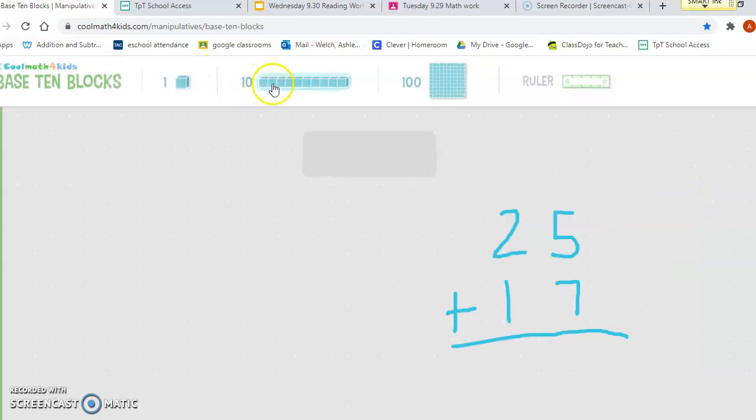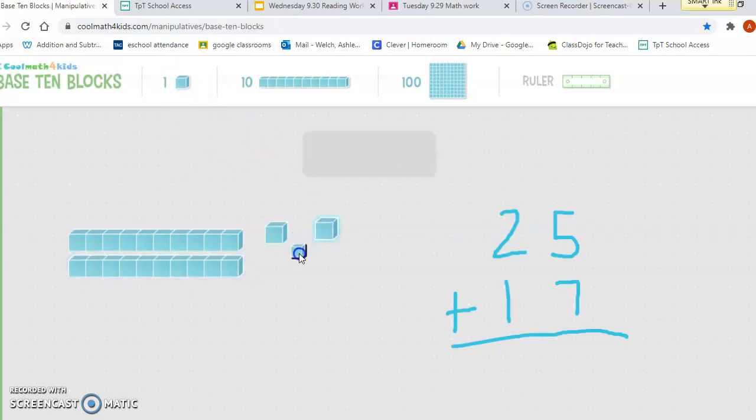So I'm going to first show 25. So here's 10, 20, 21, 22, 23, 24, and 25. Okay, so I've modeled the number 25. So now I'm going to model 17. Oops, don't want to do that. Make that go back to blue.